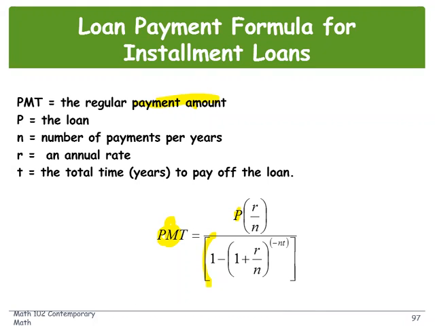P is the loan. For the home ownership section, this is going to be the mortgage. N is the number of payments per year. R is the annual rate. Recall the rate is given in percent, but when you compute, you convert it into decimal form. T is the total time in years to pay off the loan. So we're going to use this formula to compute the regular payment amount.